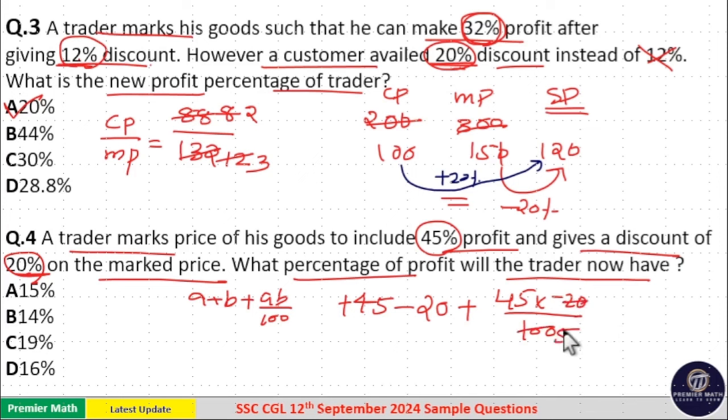20 goes 5 times in 100, 5 goes 9 times in 45. This is minus 9. So 45 minus 20 is 25. 25 minus 9 is 16% profit. So option D is your answer.